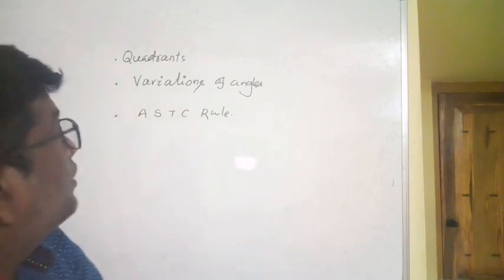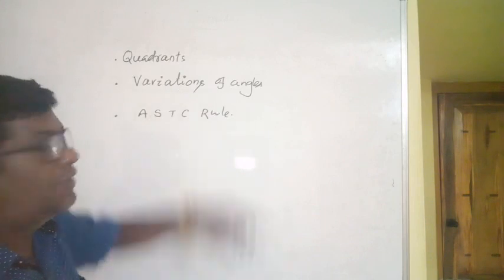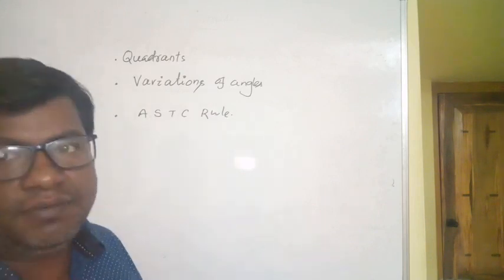Today I am going to discuss quadrants, variation of angles and AST's rules. Now let's start one by one.